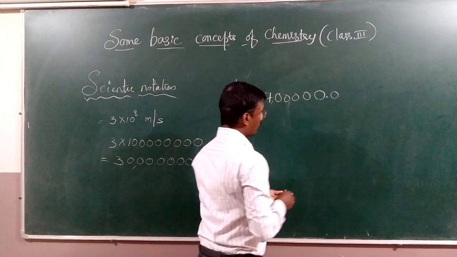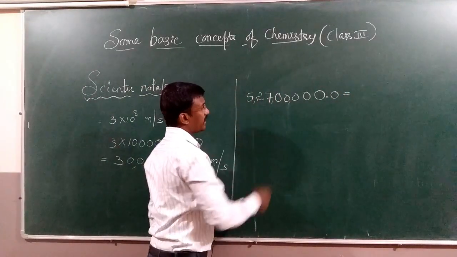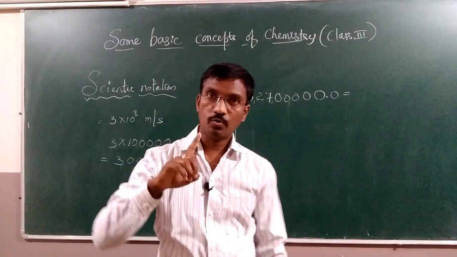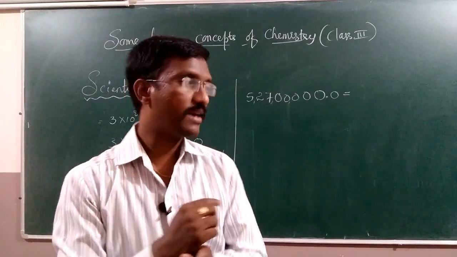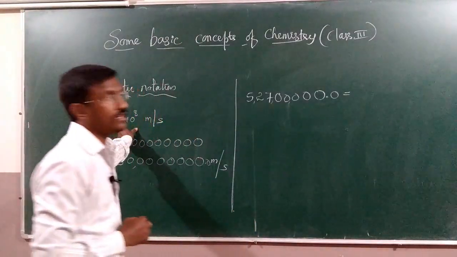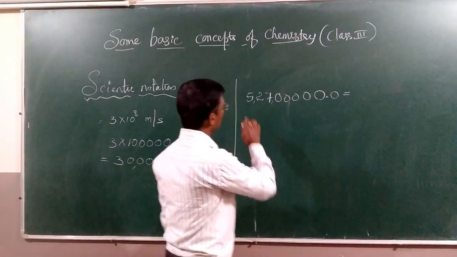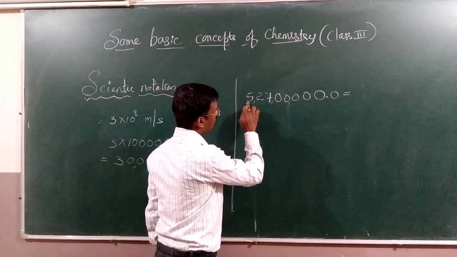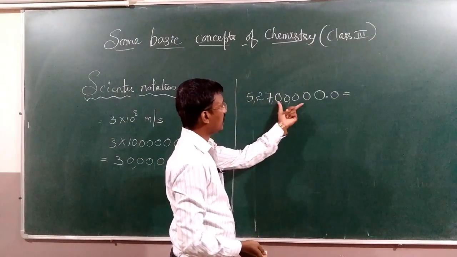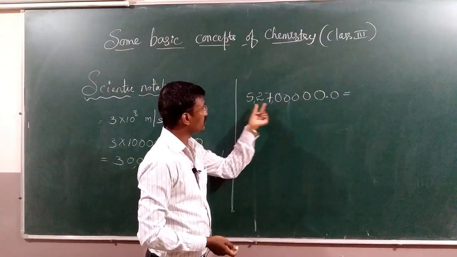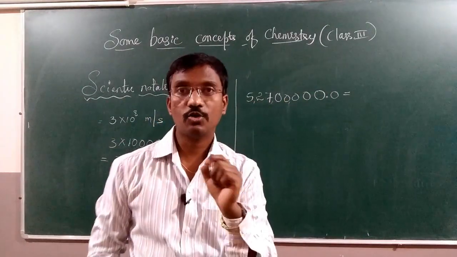So we should convert it to scientific notation. Whenever we write scientific notation, the first number should be a non-zero term. What is a non-zero term? Can you see here the numbers 5 to 7. These are zeros. Apart from zero, whichever numbers we have, these are called non-zero terms.